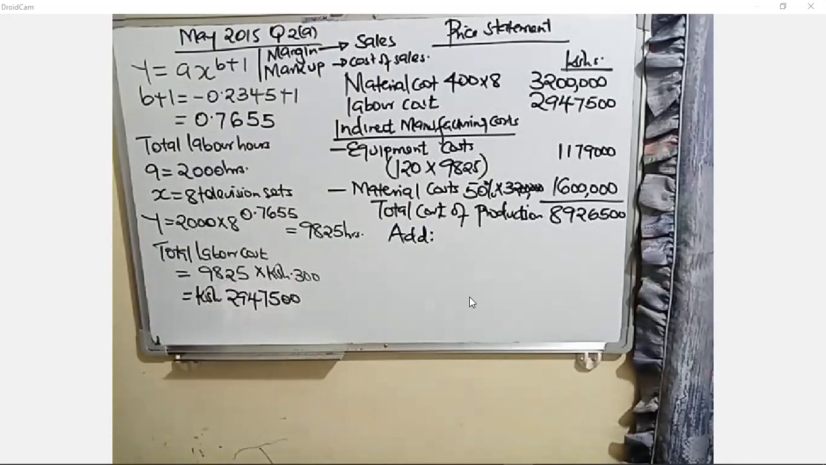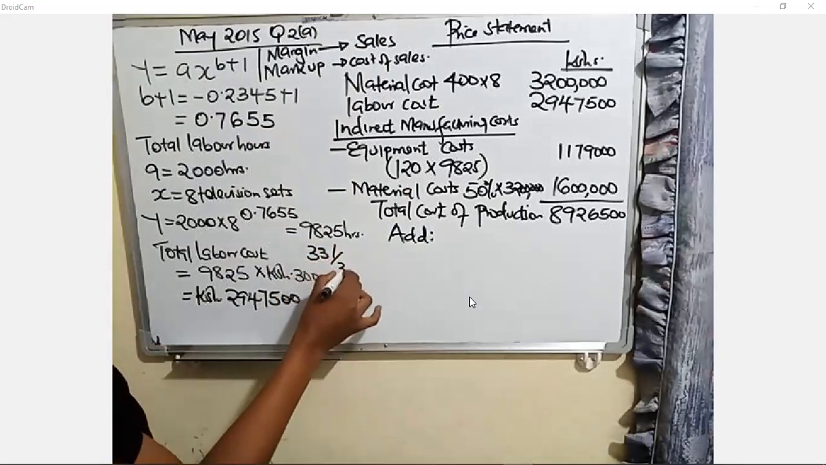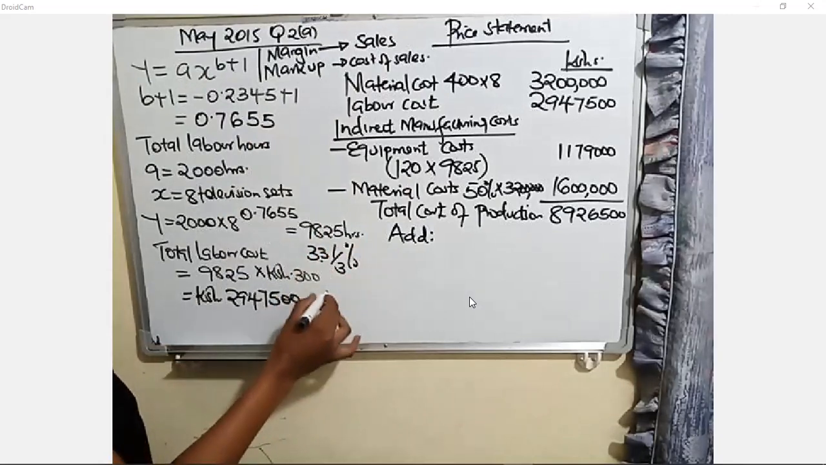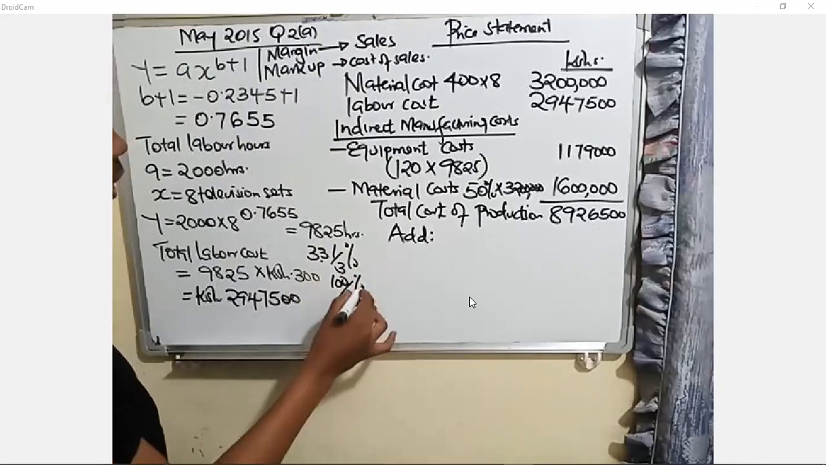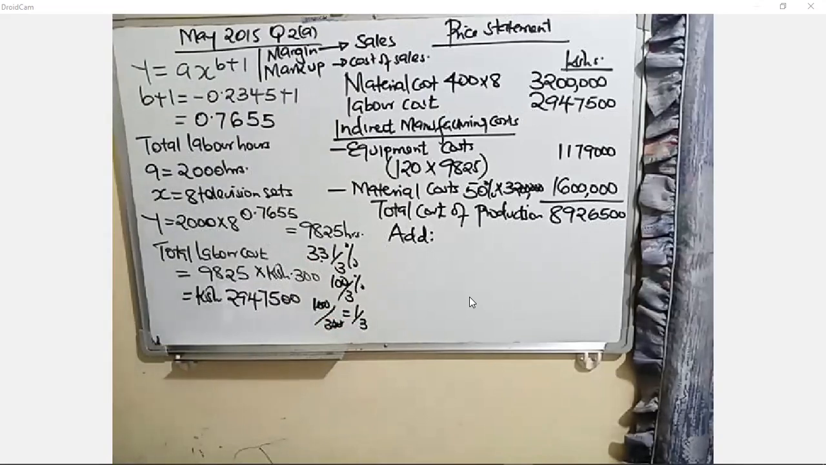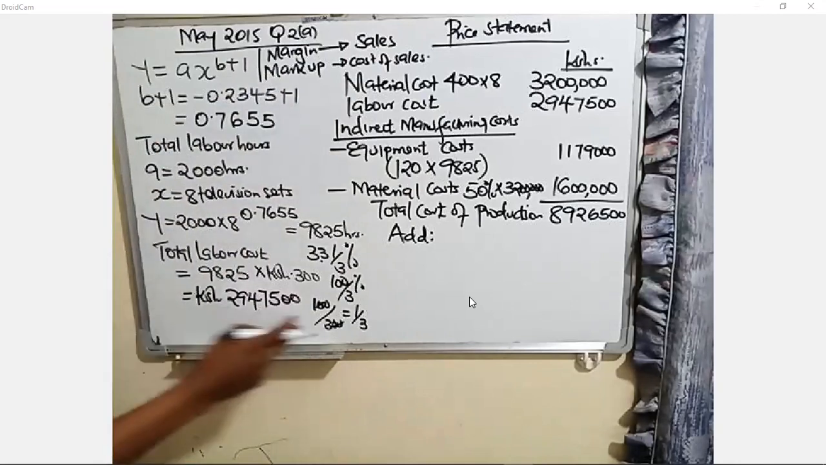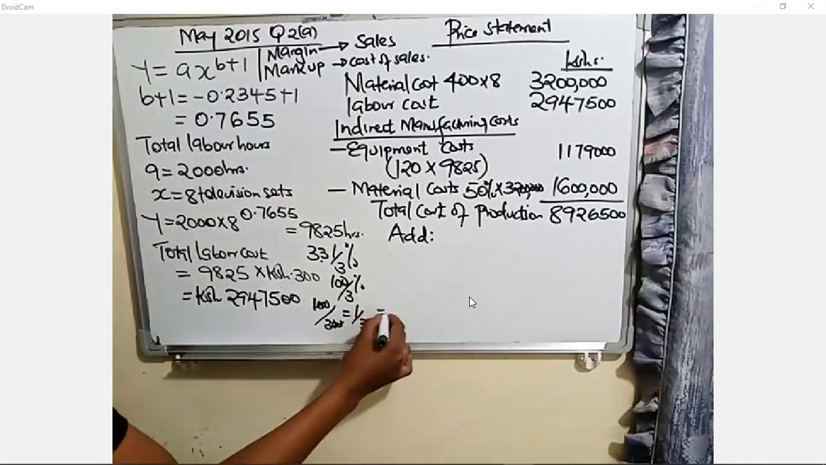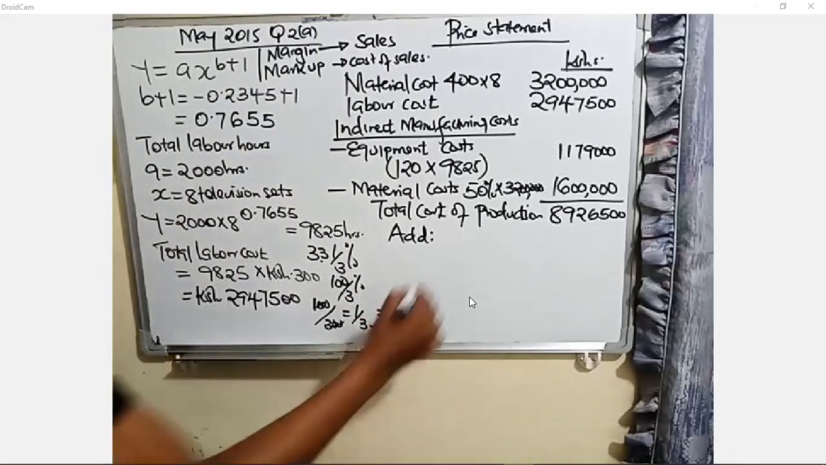It is a markup. So remember, the examiner gave us 33 and a third percent. So this 33 plus 1 is 100 over 300. Once you cancel your zeros, you get a third. That is your margin. Margin is normally bigger than markup. Therefore, you take your numerator and subtract from the denominator to get your markup. So I subtract 1, and in this case, I get a half.